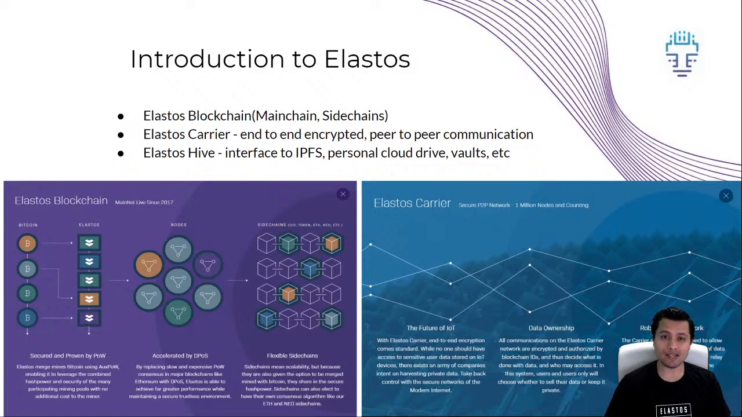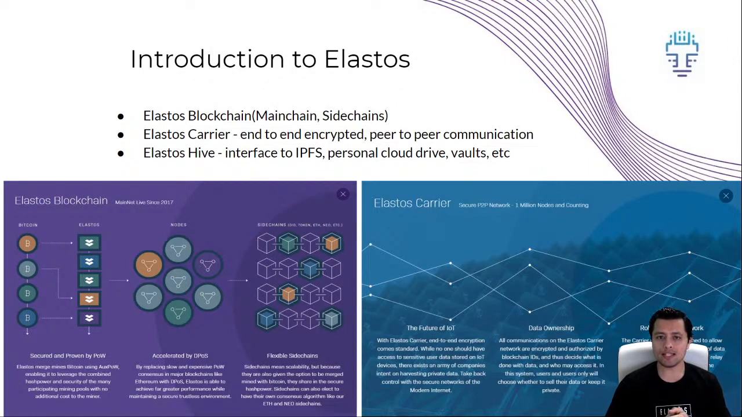That kind of decouples everything when it comes to the development side of things, as we'll see later on. Our second component of Elastos is Elastos Carrier. That is our end-to-end encrypted peer-to-peer communication layer. This is completely different to the blockchain layer because those are two completely separate peer-to-peer networks. Blockchain is on a network that is dedicated for one specific purpose, and then Elastos Carrier is another network that is dedicated for another specific purpose.